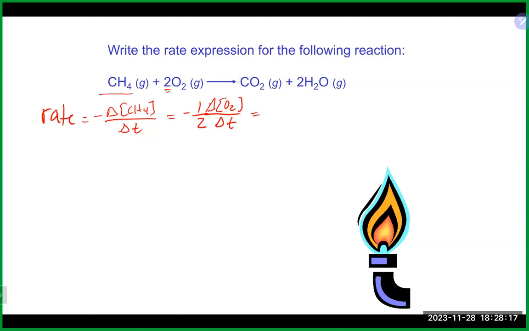Heading to our product side, we have a coefficient of 1 here, and it is going to be positive because, again, they're increasing with time. So this would just be the change in the concentration of CO2 over the change in time. And lastly, here we have a 2, which means it'll be 1 over the coefficient, change in the concentration of H2O over the change in time. Any questions on that rate expression there?